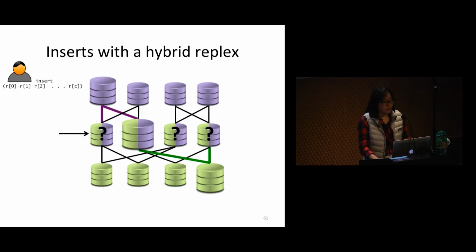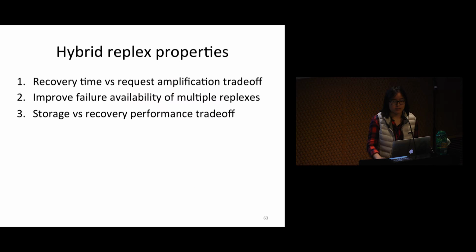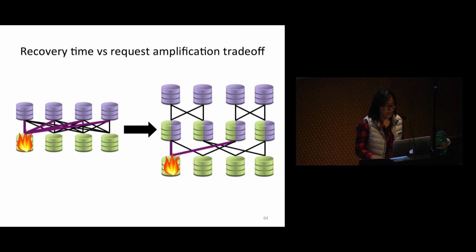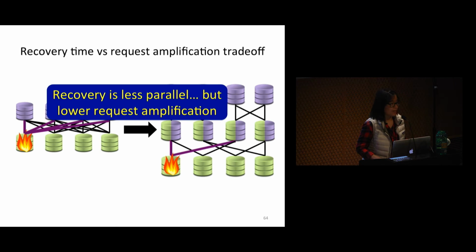Okay, so there are a couple more nice properties about hybrid replexes, in addition to this trade-off that I mentioned. So let's first examine this trade-off that we get. If we add a hybrid replex to a traditional replex setup, then we get something like this. Then if you look at the purple edges, you see that recovery is less parallel, so we're parallelizing recovery across fewer hybrid partitions, but we get a lower request amplification. And in fact, some might argue that this is a little more important. You actually want your system to be available even after you've experienced a failure.